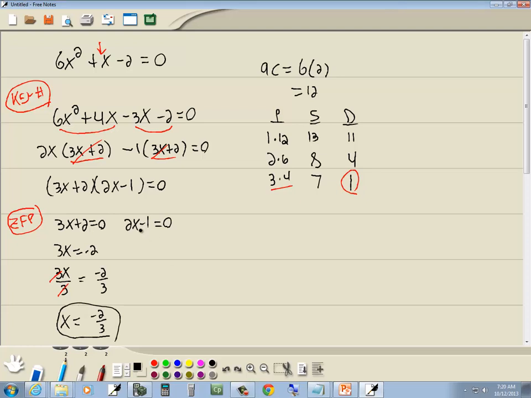Now in this one, we got 2x minus 1 is equal to 0. I'll take negative 1 over to the right side, and it becomes a positive 1. Divide both sides by 2, the number in front of the x. And those 2's cancel. And we got x is equal to 1/2. So our answers are negative 2/3 and 1/2.